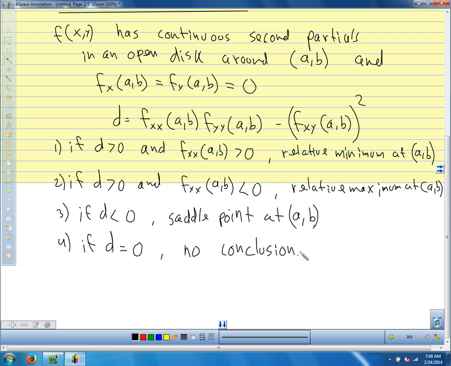But if our functions are nice, well-behaved functions, usually we can get some kind of conclusion out of this discriminant. So this is our second partials test. We find our second partials at our critical point, and we find D, our discriminant, and we check these conditions. This tells us whether we have a maximum, a minimum, or a saddle point.